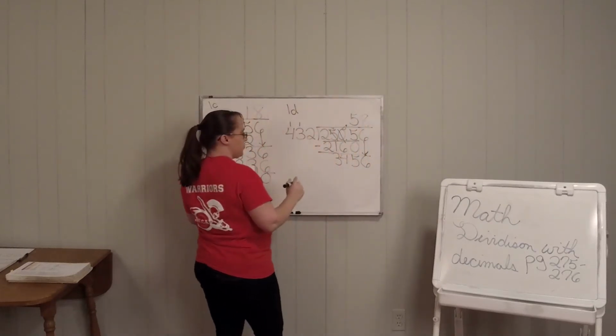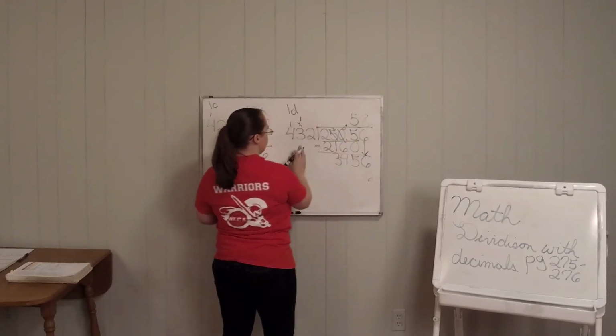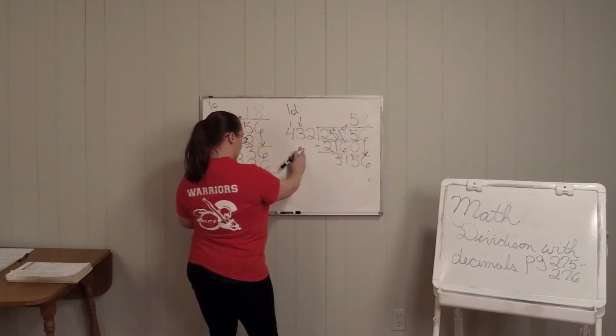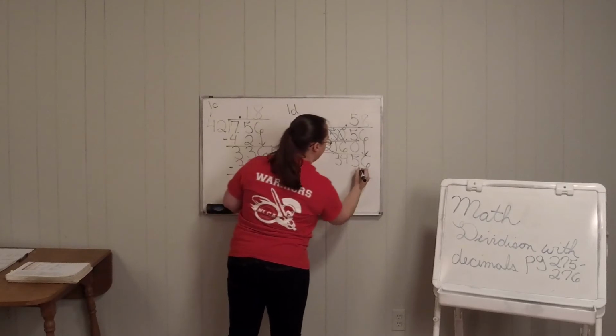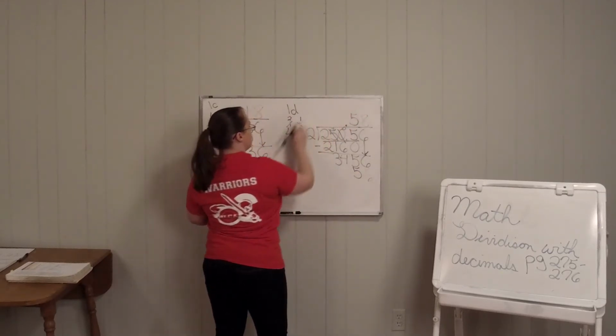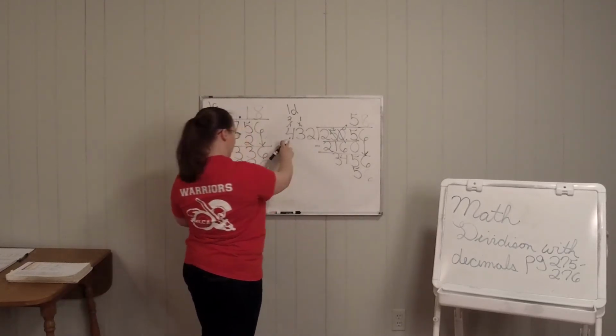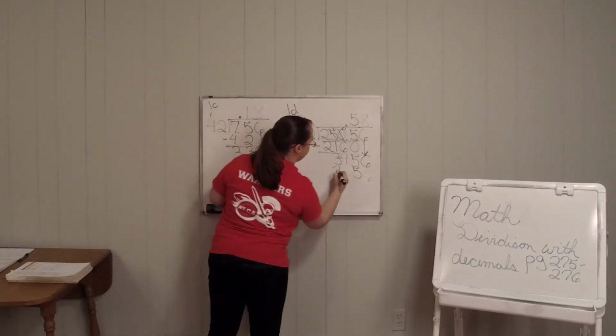8 times 2 is 16. 8 times 3, 24. One more is 25. It's 25. 8 times 4 is 32. Plus 2 more is 34.